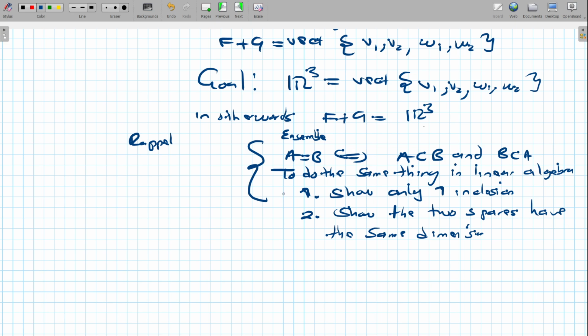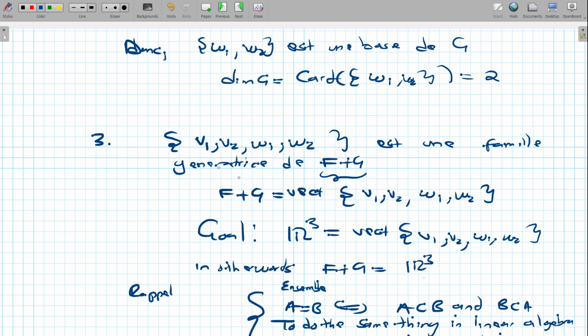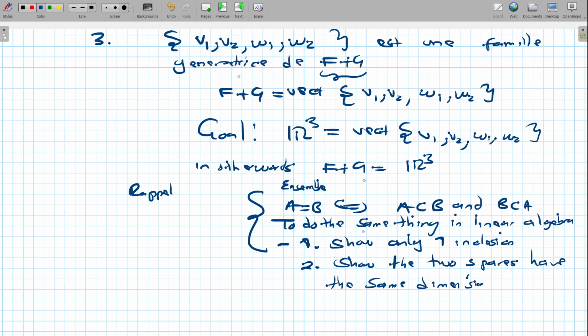So the first point here is clear. If you look at F plus G, at all the vectors v1, v2, w1, w2, all the vectors have three components, right? v1 is an element of R3, v2 is an element of R3, w1 is an element of R3, w2 is an element of R3. So it makes sense that F plus G is included in R3, because all the vectors in F plus G are elements of R3.